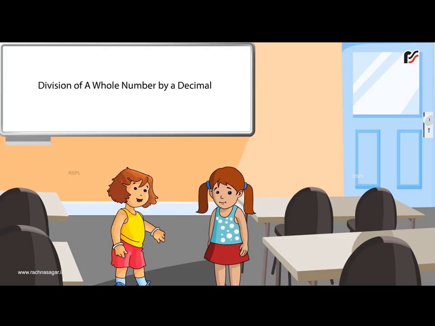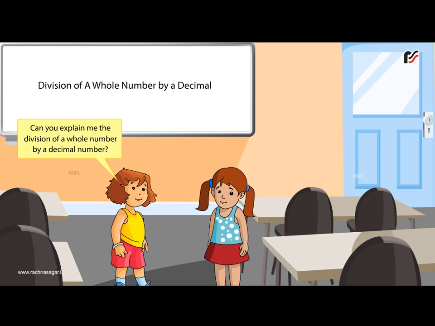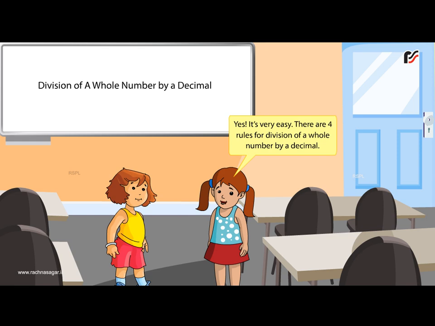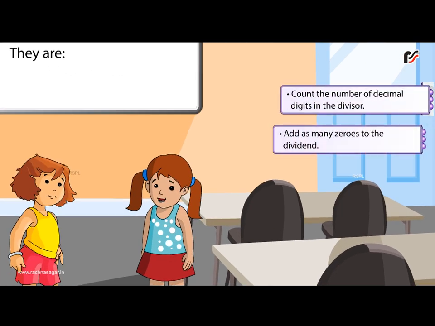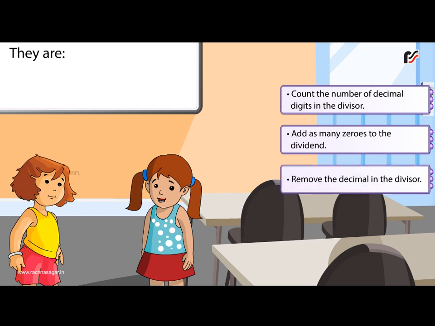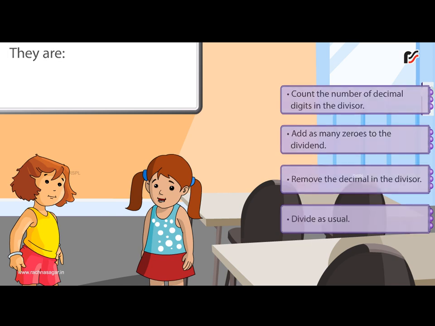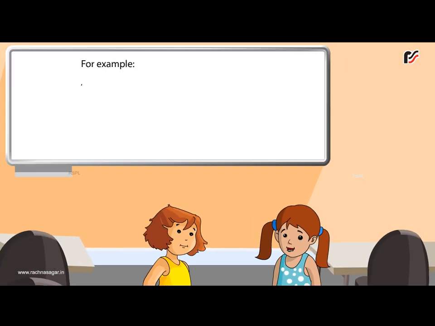Division of a whole number by a decimal. Can you explain to me the division of a whole number by a decimal number? Yes, it's very easy. There are 4 rules for division of a whole number by a decimal. They are: count the number of decimal digits in the divisor. Add as many zeros to the dividend. Remove the decimal in the divisor. Divide as usual. For example, 42 divided by 0.7 is equal to 420 divided by 7 is equal to 60.